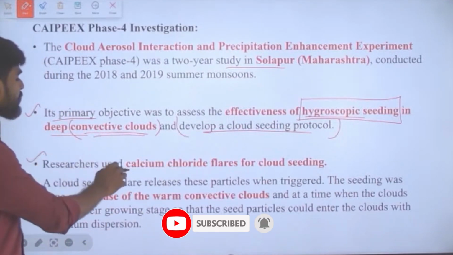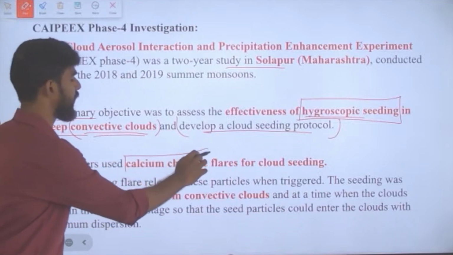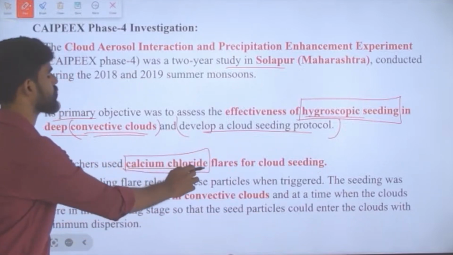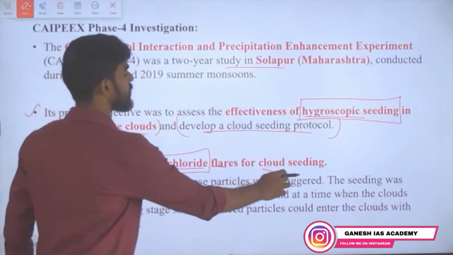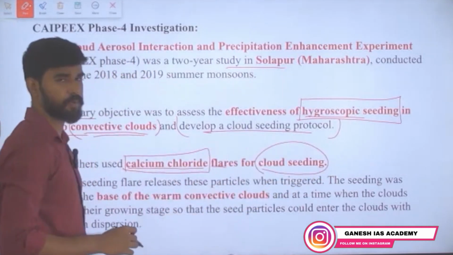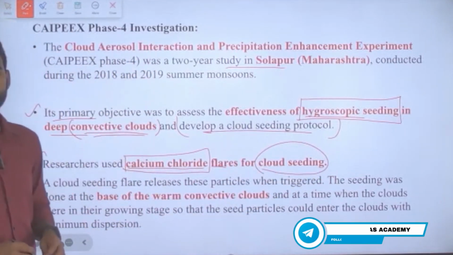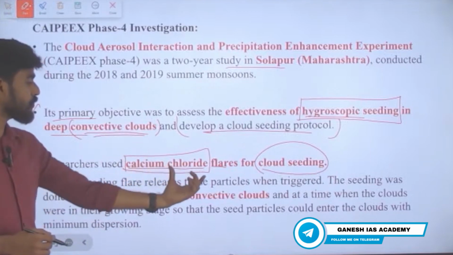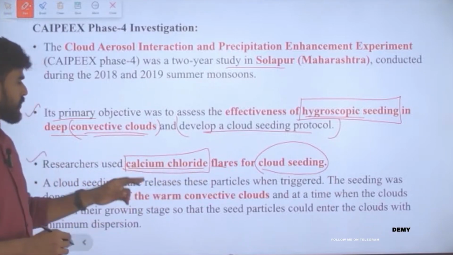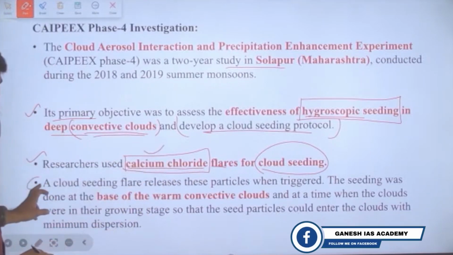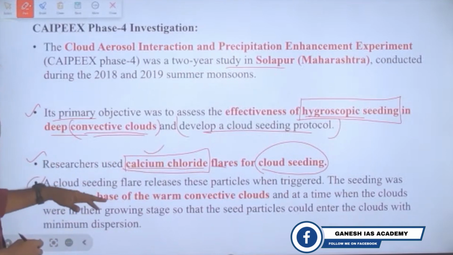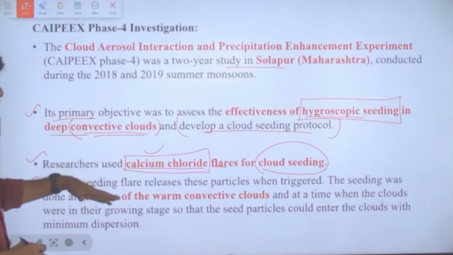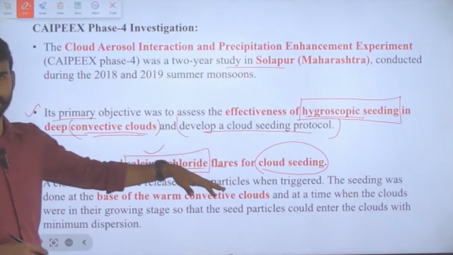Next, researchers have used a chemical, that is calcium chloride flares, for cloud seeding in this particular experiment. So in this hygroscopic seeding experiment, calcium chloride flares were used. This is important from the exam point of view. And a cloud seeding flare, what does it do? It releases particles when triggered.